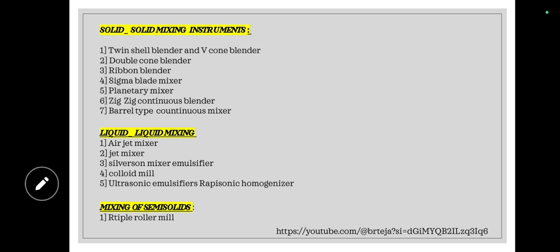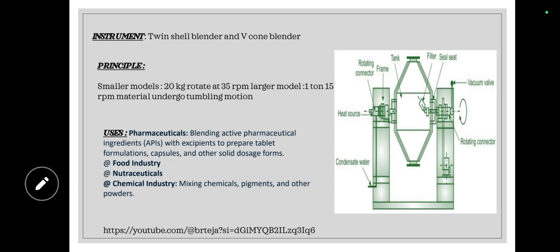Okay, I will start with the solid to solid mixing instruments. I will briefly explain each one in simple words that you can remember easily as a shortcut from this slide. Let's start the solid to solid mixing instruments in homogenization. First one: twin shell blender, V cone blender.